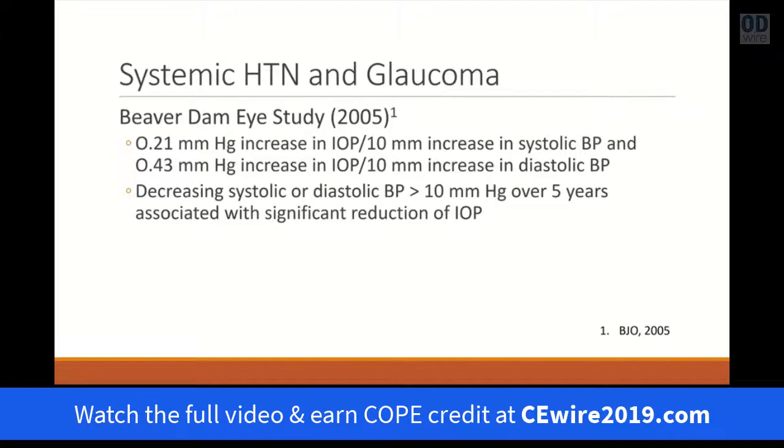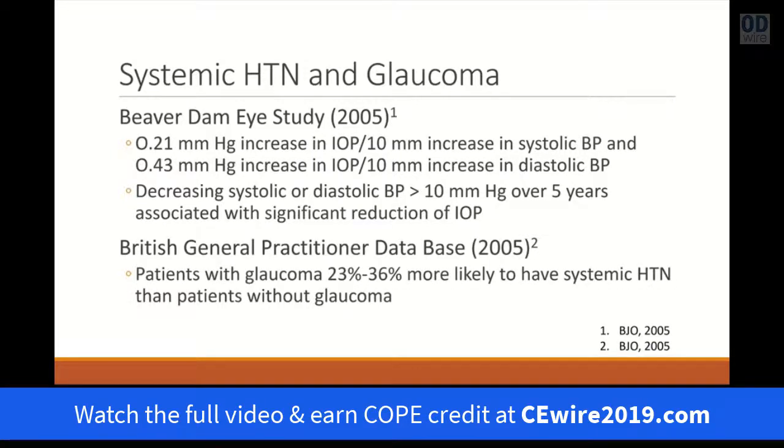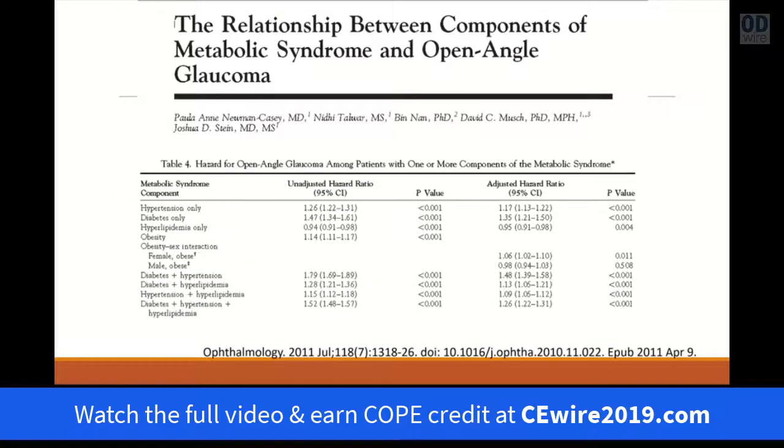Interestingly, though, in that study, they showed that if you decrease systolic or diastolic blood pressure greater than 10 millimeters and sustain it, you get a significant reduction of intraocular pressure, which could be important to us. But we have to be careful with that, as we shall see shortly. Same year, a British General Practitioner database showed that patients with glaucoma were 23 to 36% more likely to have systemic hypertension than patients without glaucoma. So there is definitely a relationship in place.